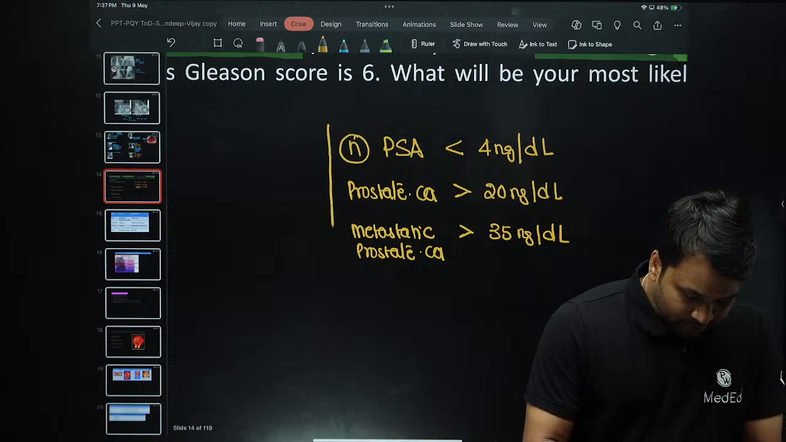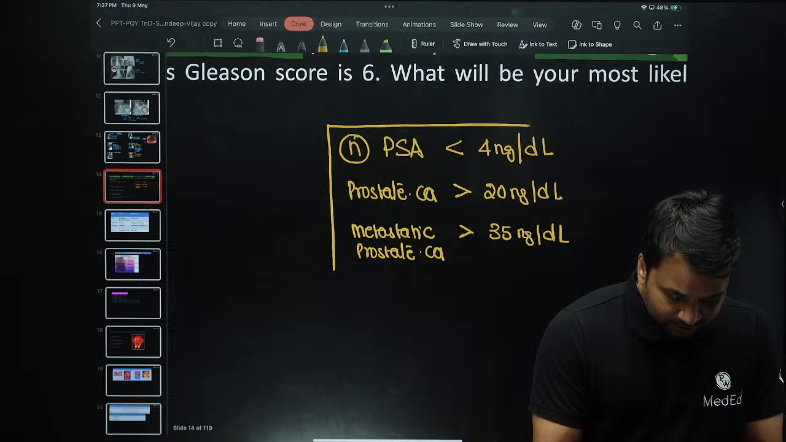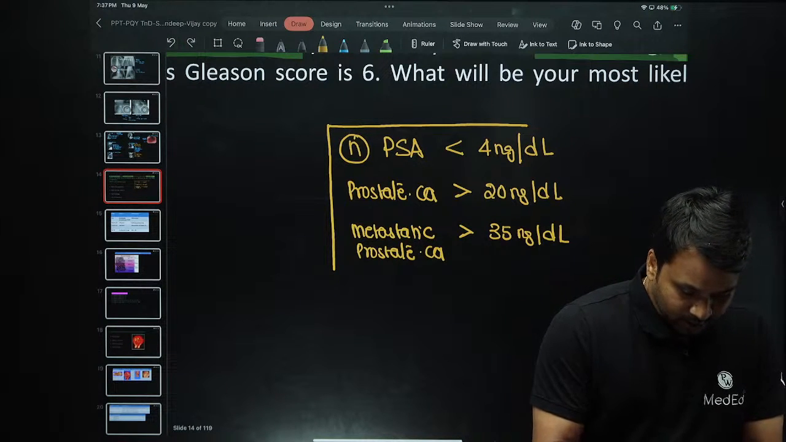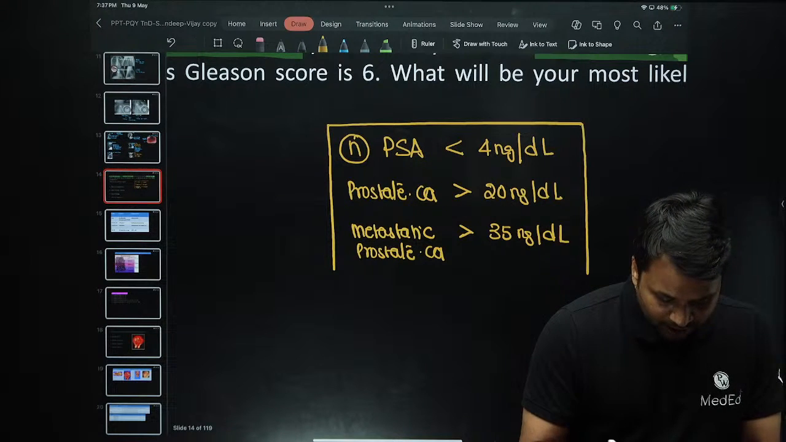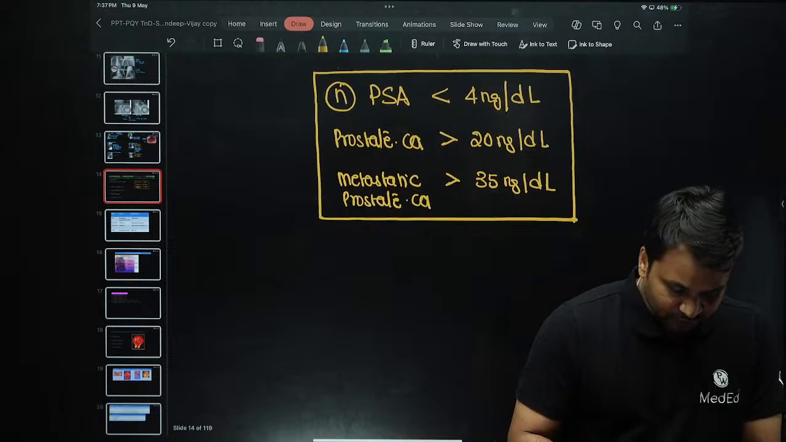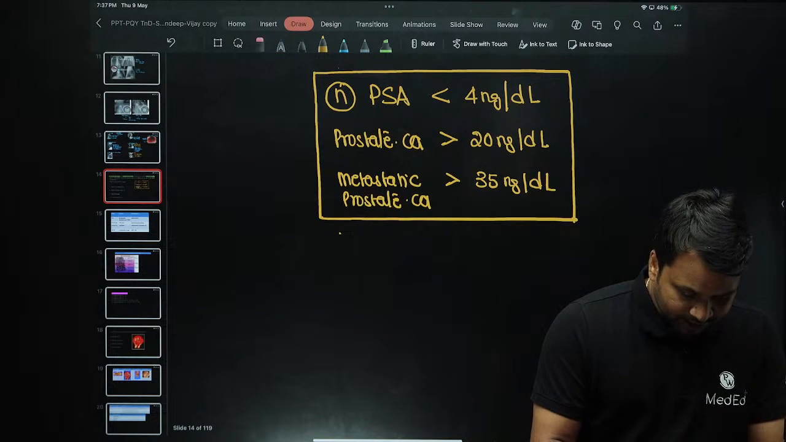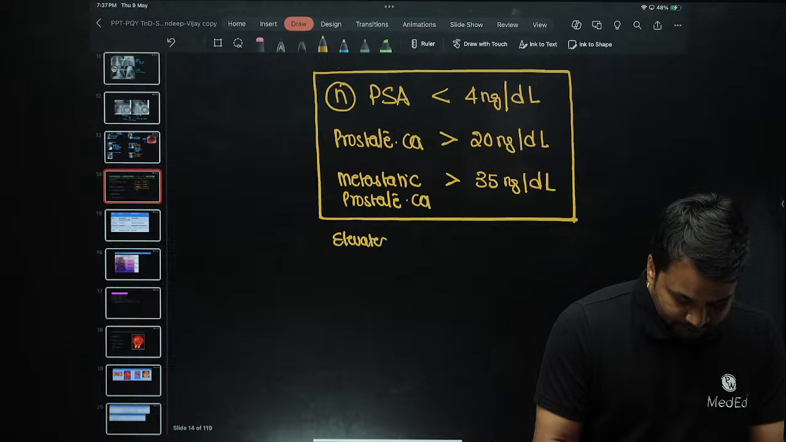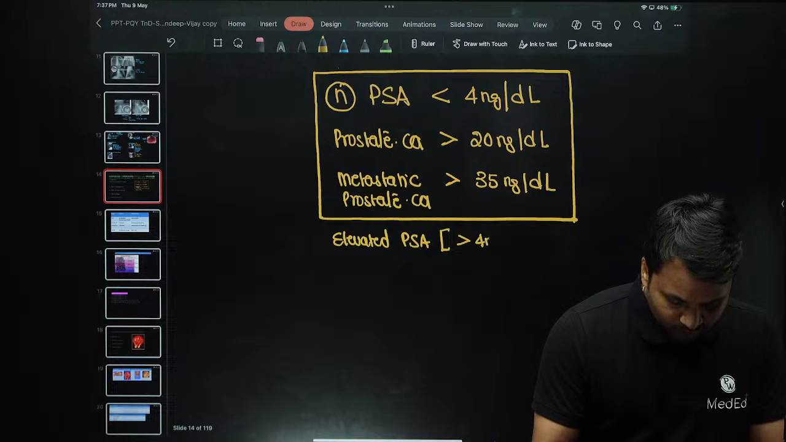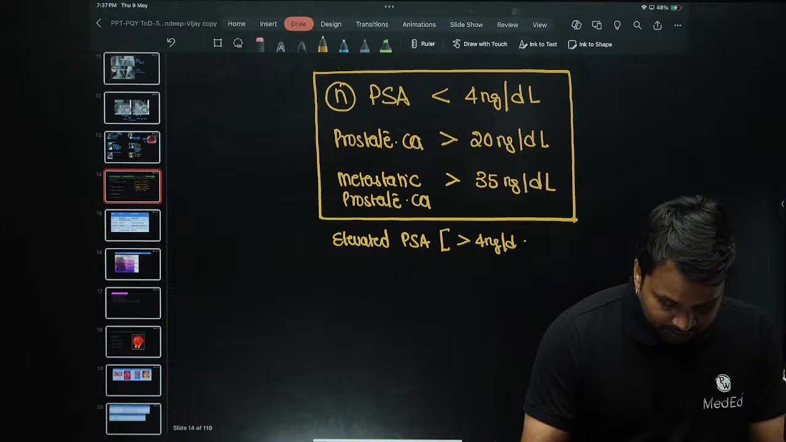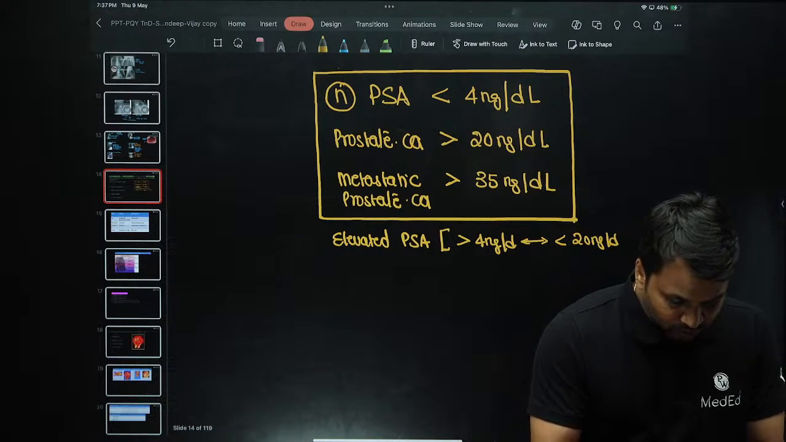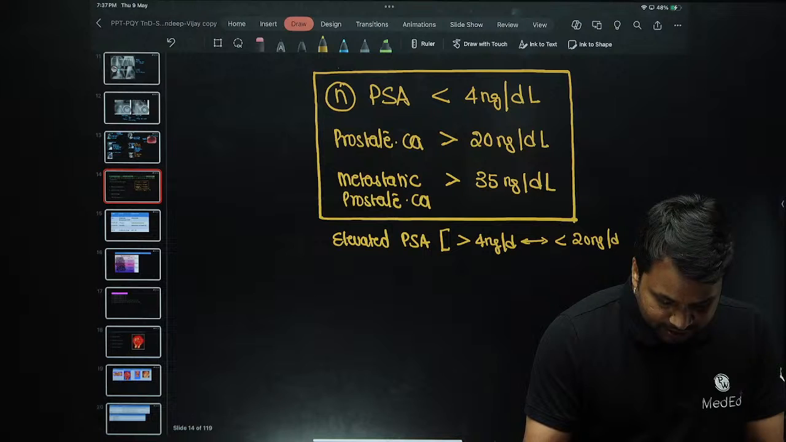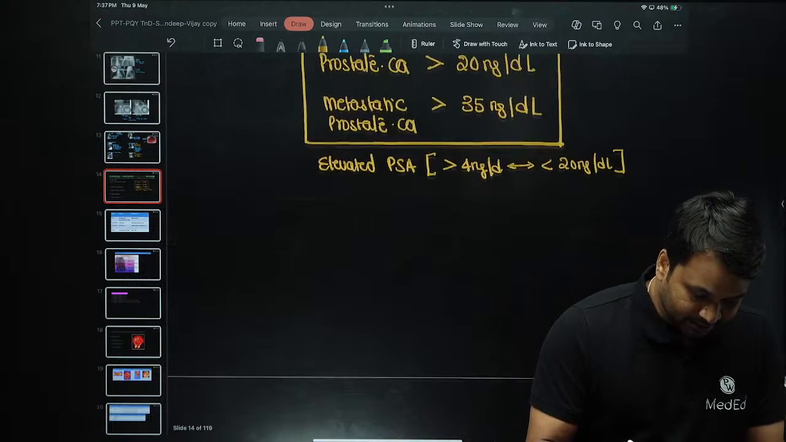Now, sometimes you can have a PSA which is not as high as 20, but it might be elevated enough. So, if you have a PSA value which is more than 5, we call it elevated PSA. Elevated PSA is more than 4 nanograms per deciliter, but less than 20 nanograms per deciliter. So, we need to know what are the conditions that can cause elevated PSA levels.